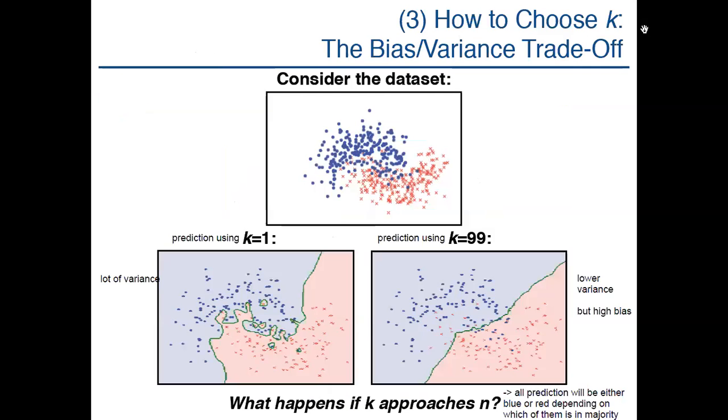If you look at this graph here, let's say you have this data set. It has multiple categories. Let's say it has 2 categories, blue and red here. You want to build a k nearest neighbors method based on this.